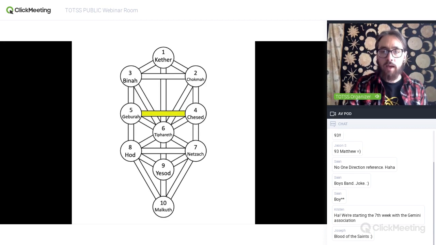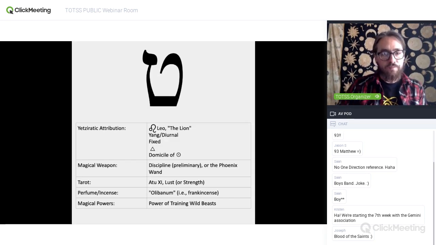The path of Pe shares a lot in common with Yesod, even some gematria, which we'll get to when we come to that letter. All right, so for our Yetziratic attribution, we've got Leo, the next sign moving around the zodiac wheel. Leo is the lion. It's a yang or diurnal sign. It's a fixed sign, and it's attributed to the element of fire. It's also the domicile of the sun. So we'll be seeing a lot of both solar and fiery symbolism here.